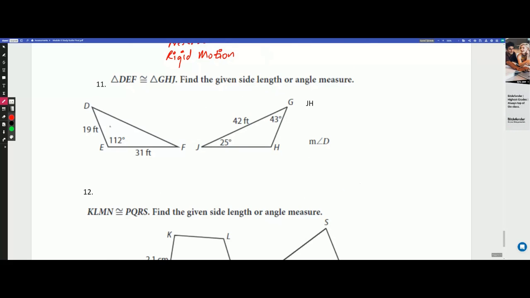All right, number 11. Find the given side lengths and angle measurements. Let's find JH. JH should be congruent to EF. So if EF is 31 feet, JH should be 31 feet. They should be the same. Distance shall be preserved because they tell us right away these two triangles are congruent. So what's the measurement of angle D? Angle D is going to be congruent to angle JGH. Man, the alphabet is tough. I'm kidding. So angle D is 43 degrees, because angle JGH is 43 degrees. That angle is congruent to that angle. They're corresponding parts.